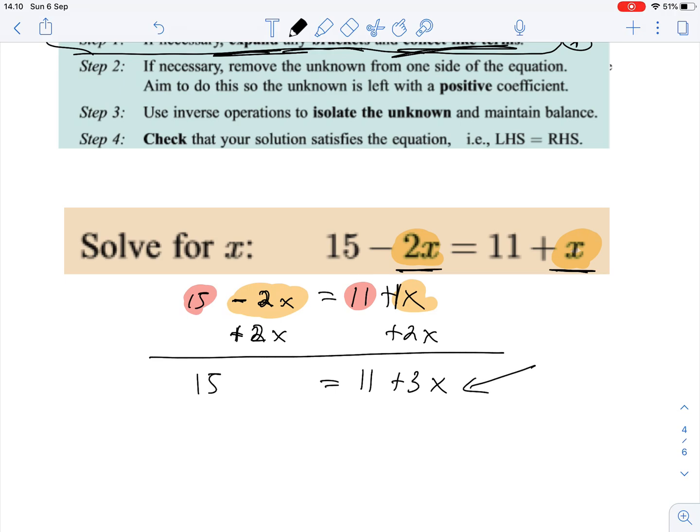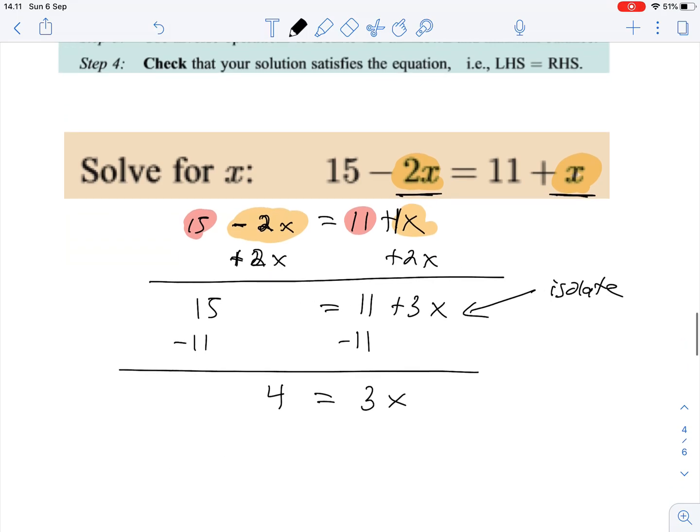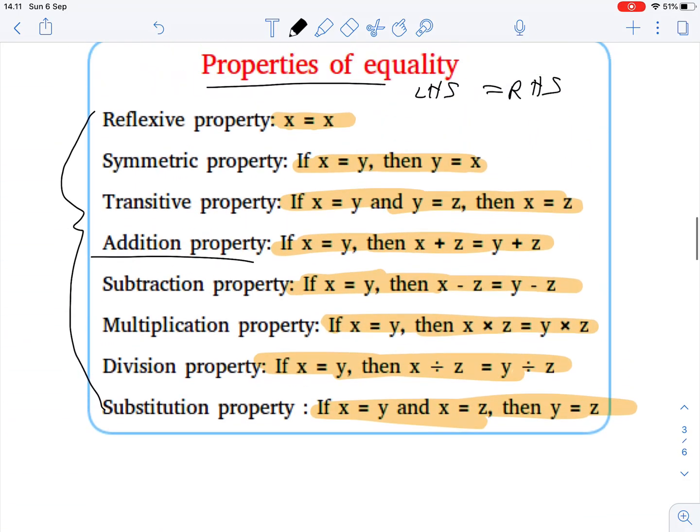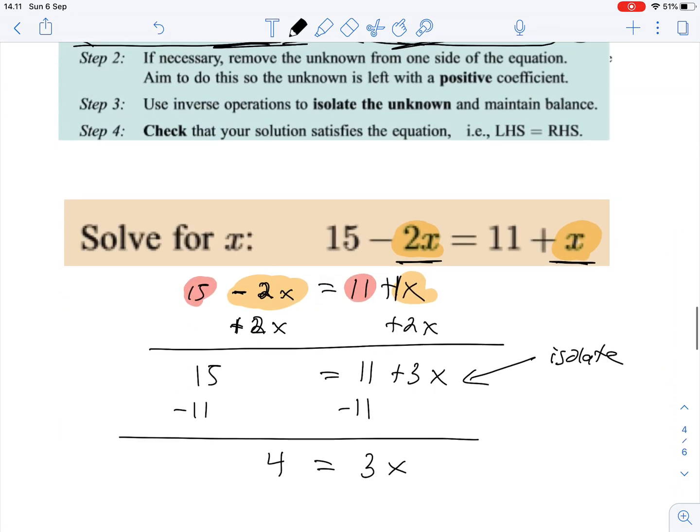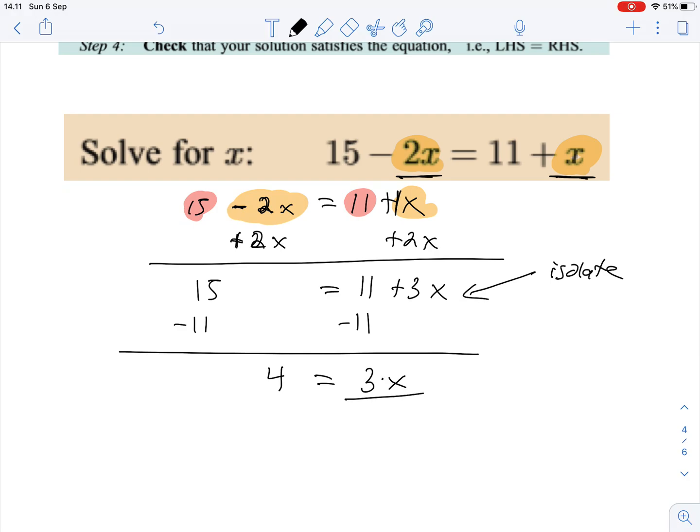Now I want to get the variable on one side. I want to get it by itself. Isolate. So I'm going to get rid of this 11. I'm going to subtract 11, the opposite of adding 11. And over here on the left-hand side, I get 4 equals 3x. Now we're close to isolating this variable. We just need to get rid of this 3. In order to get rid of the 3, we do the inverse operation. The inverse operation of multiplication, because it's 3 times x, is division.